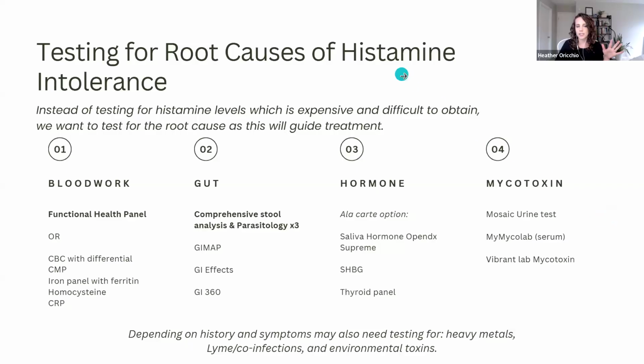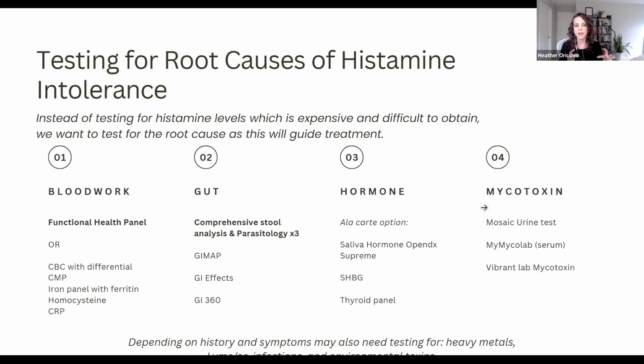So here is a more simplistic way of breaking down the testing. Within the blood work, we can use the functional health panel. If you wanted to do things a la carte, that's how I would do it. For gut testing, these are some of the gut tests that I have used. For hormone testing, if you wanted to do a la carte, you could use this panel here.